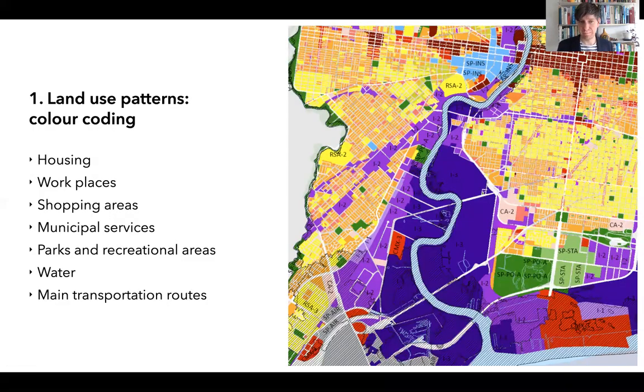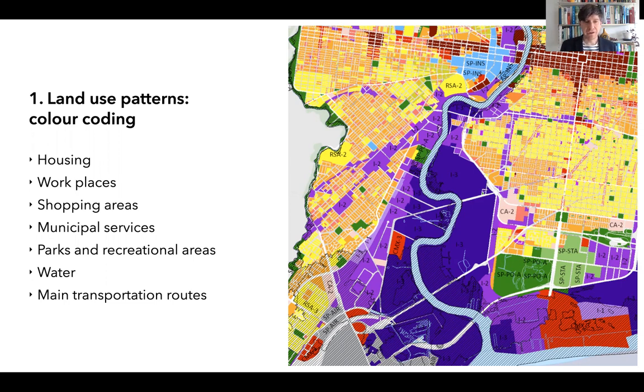So this is the first map then. It's land use patterns, doing color coding for housing, workplaces, shopping areas, municipal services. That could be schools, for example, or medical services.